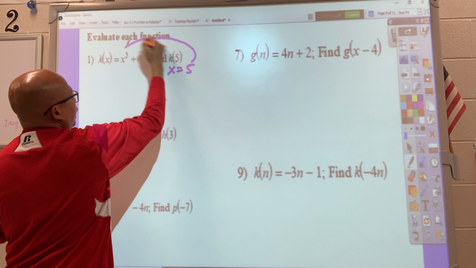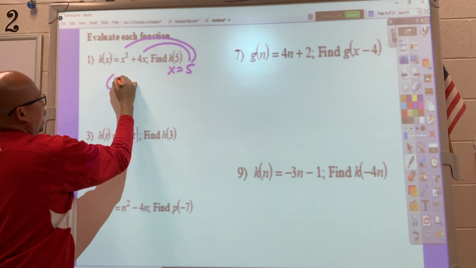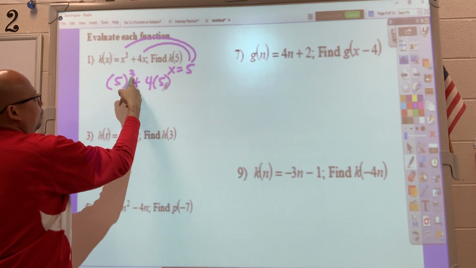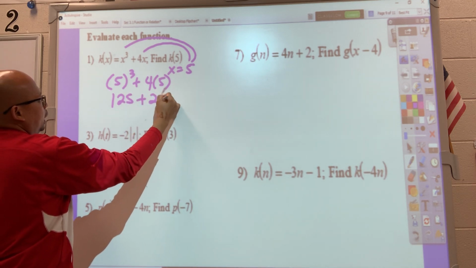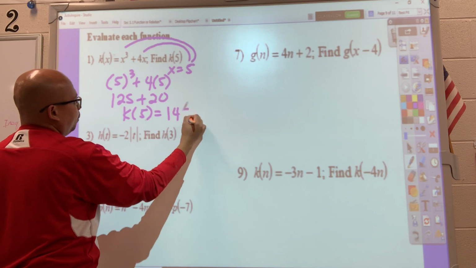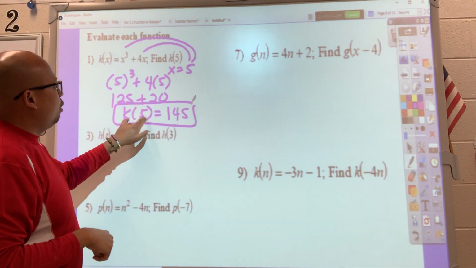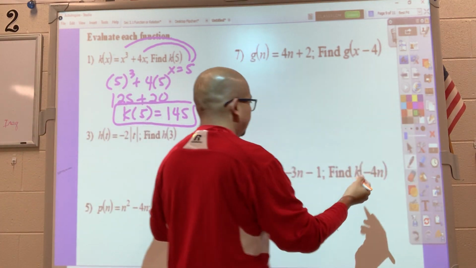So the 5 goes there, the 5 goes there, because there are two x's here. So 5 cubed plus 4 times 5. 5 cubed is 125 plus 20. So k of 5 is equal to 145. The answer is not 145, but k of 5 is equal to 145. So please pay attention to those little things, the details.